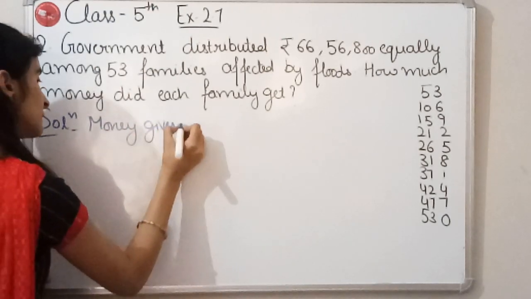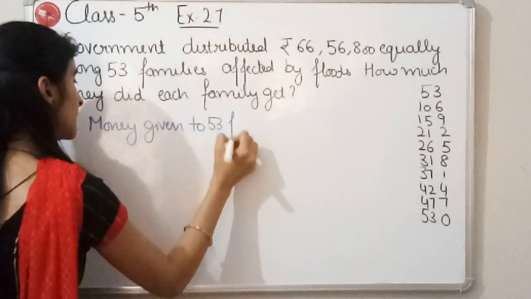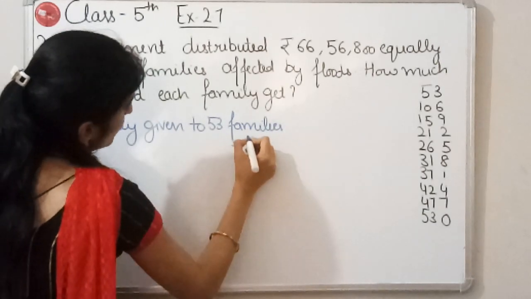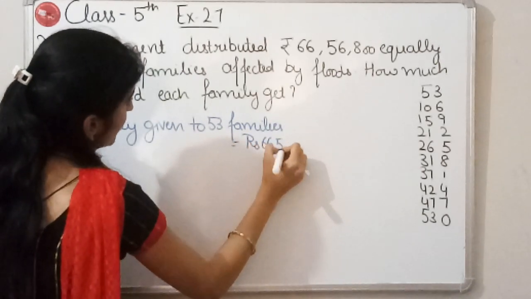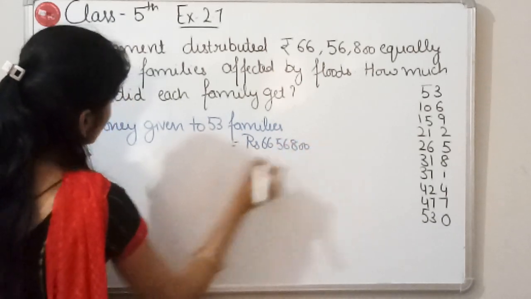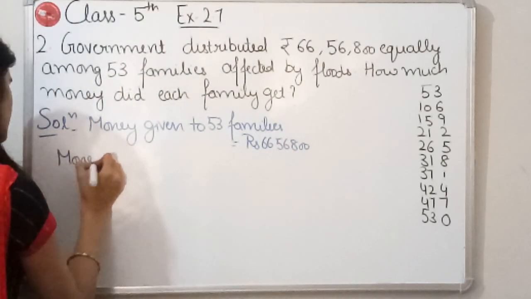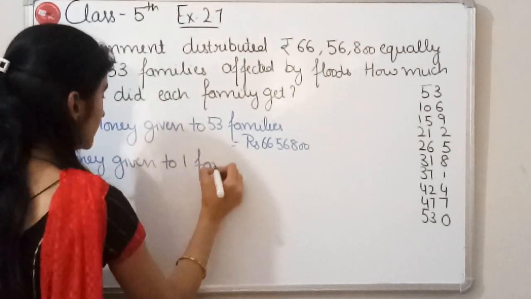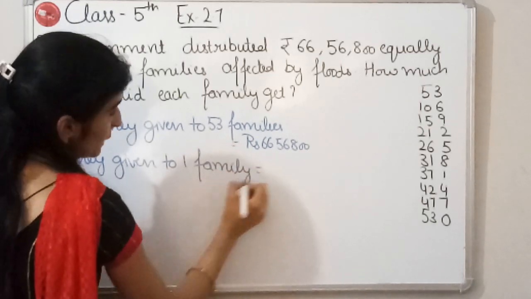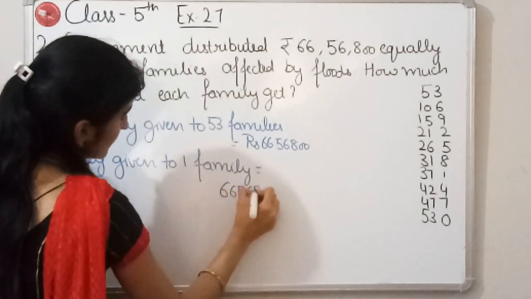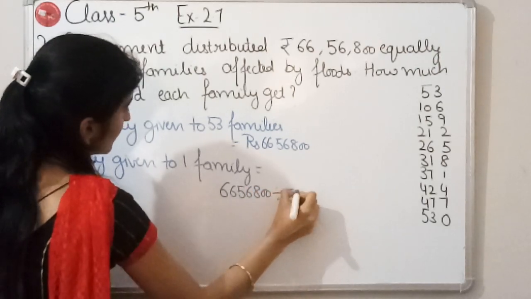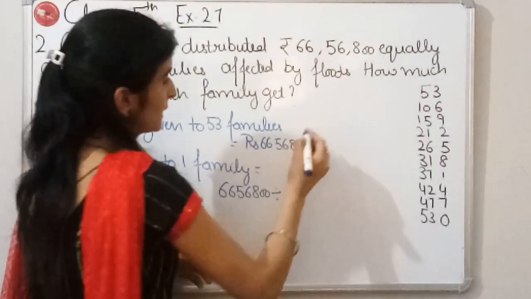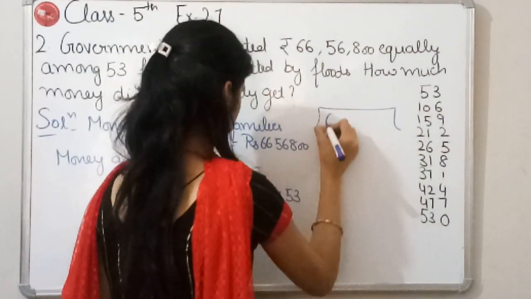Money given to 53 families is equal to rupees 66,56,800. Money given to one family will be equal to 66,56,800 divided by 53. Now we have to divide this by 53. So let us start dividing.